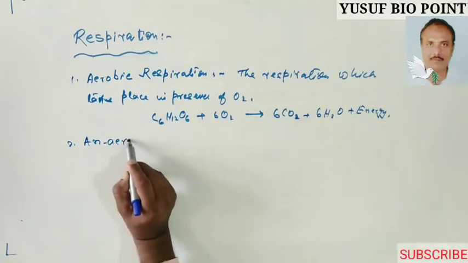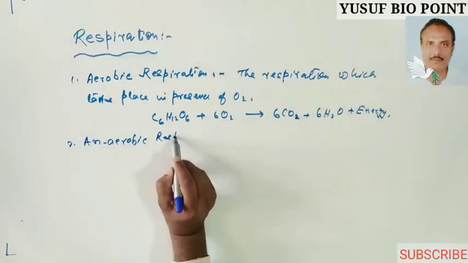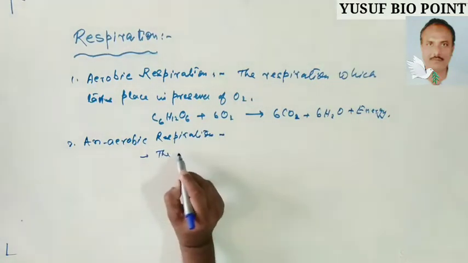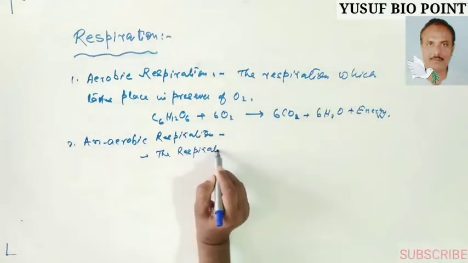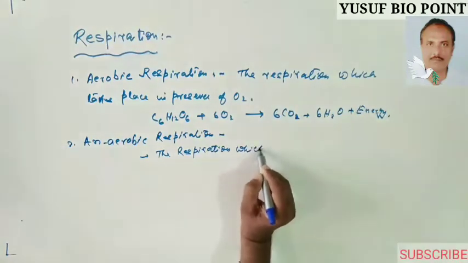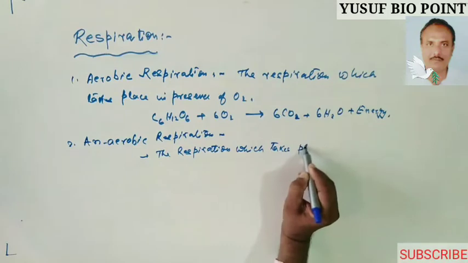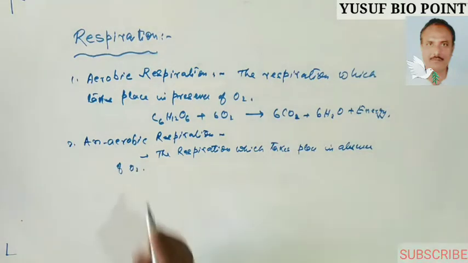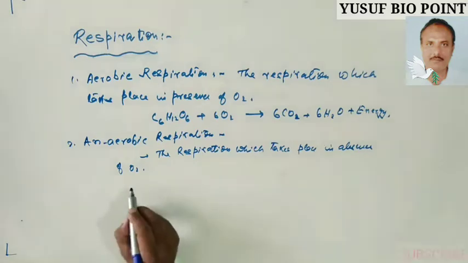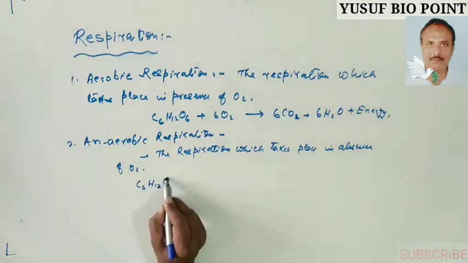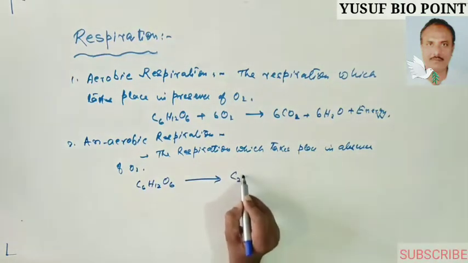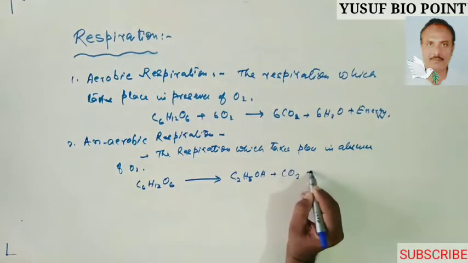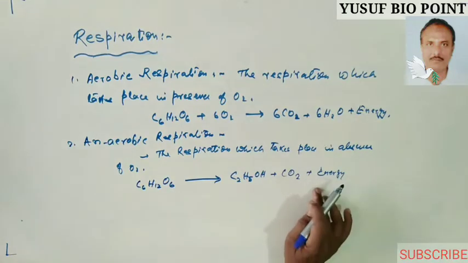Now anaerobic, as you know by the name, is the respiration which takes place in absence of oxygen. For example, C6H12O6 gives C2H5OH, that is ethyl alcohol, plus CO2 plus energy. It is 2 of each.